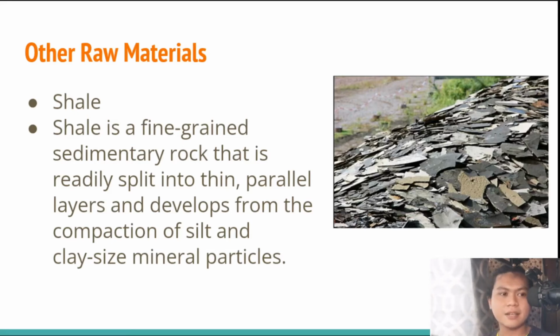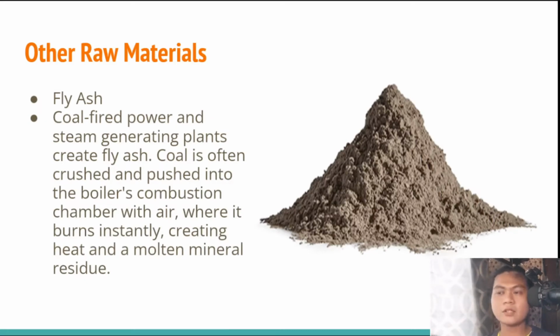So that is shale. We also have here fly ash. Coal-fired power and steam generating plants create fly ash. So from steam generating plants, they create this residue. Coal is often crushed and pushed into the boiler's combustion chamber with air, where it burns instantly, creating heat and molten mineral residue, resulting in this raw material that is used as well in manufacturing cement.